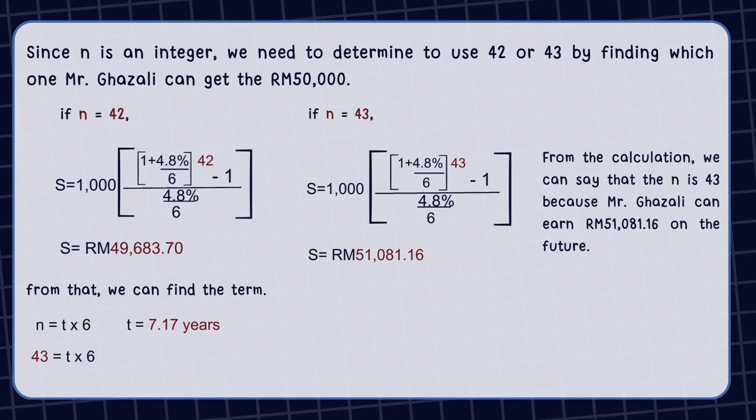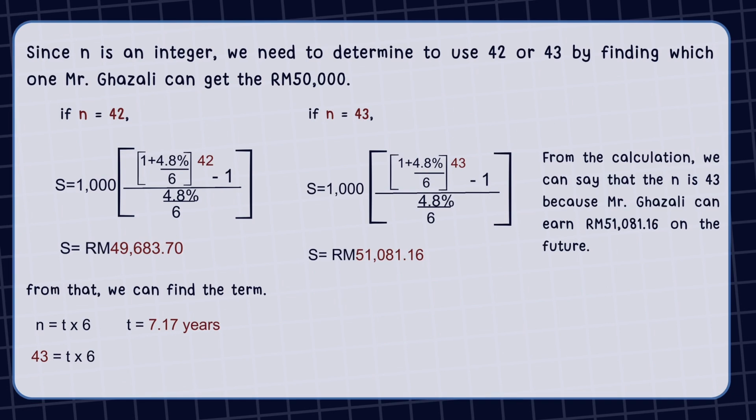Since N is an integer, we need to determine whether to use 42 or 43 by finding which one Mr. Ghazali can get the 50,000 ringgit. If N is equal to 42, the future value is 49,683 ringgit and 70 cents. On the other hand, if N is equal to 43, the future value is 51,081 ringgit and 16 cents. From the calculation, we can say that the amount of N is 43 because Mr. Ghazali can earn 51,081 ringgit and 16 cents in the future.